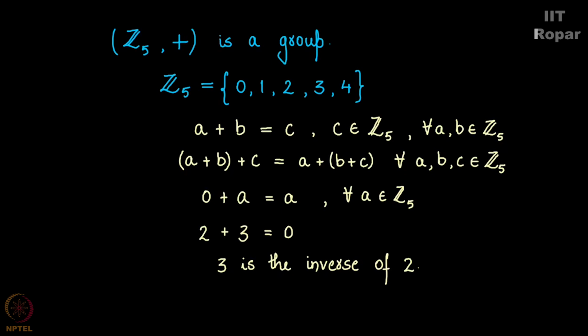I have not explicitly mentioned 0. It is very obvious that 0 is itself the inverse of 0. And hence Z5 under addition is a group. It is integers modulo 5. In general, it is true for any n. Zn under addition modulo n is a group. Now, you can try it out for Z2, Z3, for any n.